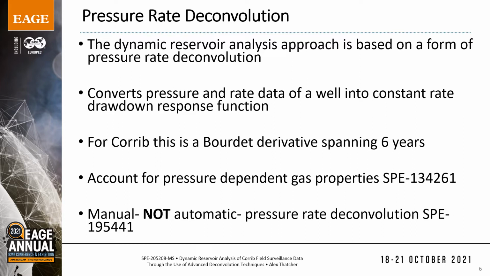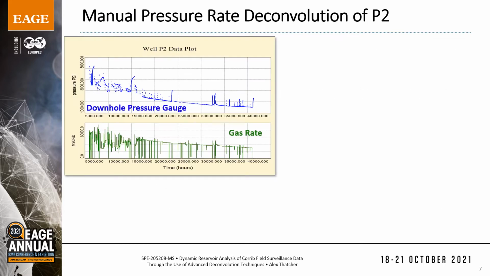Automatic deconvolution relies on mathematical algorithms and regression techniques which are not robust enough to be used with data sets acquired during long-term production operations. For Corrib, we use specialized software which manually adjusts the drawdown response function so that the results of convolution match observed pressure data. This form of deconvolution was first presented in an earlier paper, SPE 195441 for Tamar field, Israel. We now perform this on Corrib well P2.